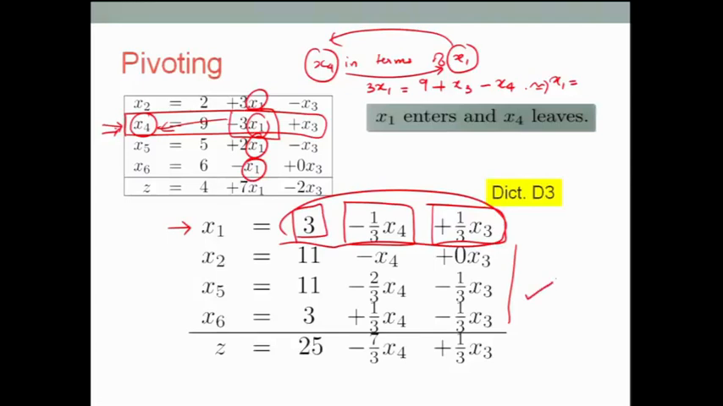After we have done with this new dictionary, the objective has now gone up from 4 to 25. So this is all standard. We have been looking at this for the entire hour for this video, and hopefully this part is clear.